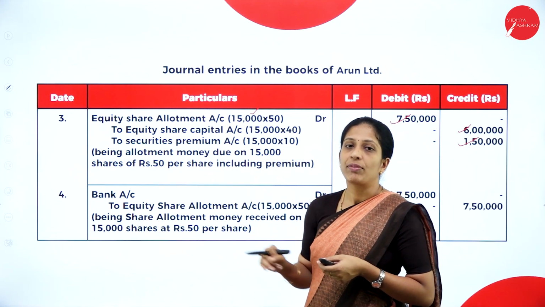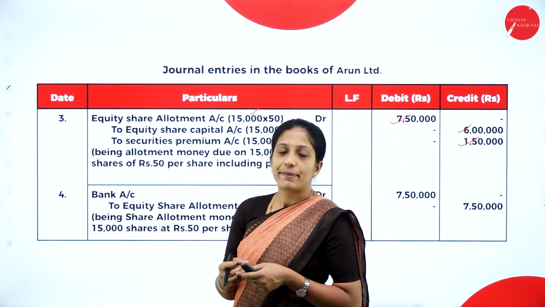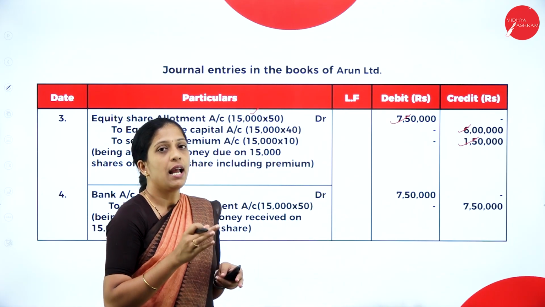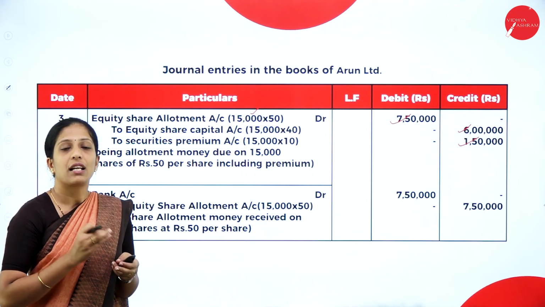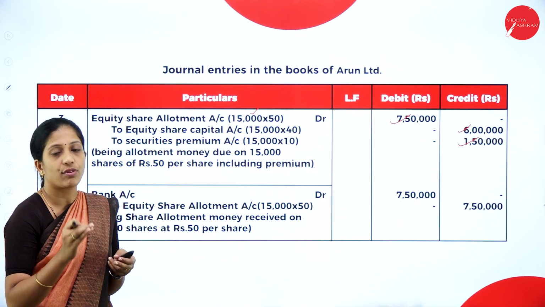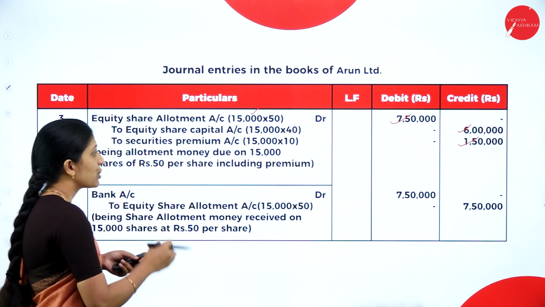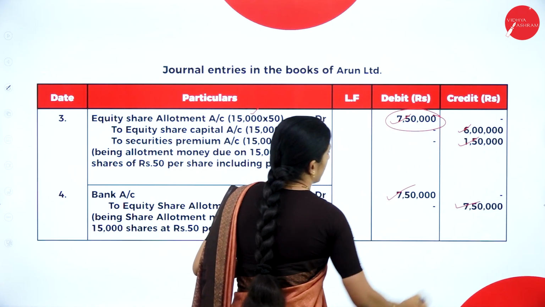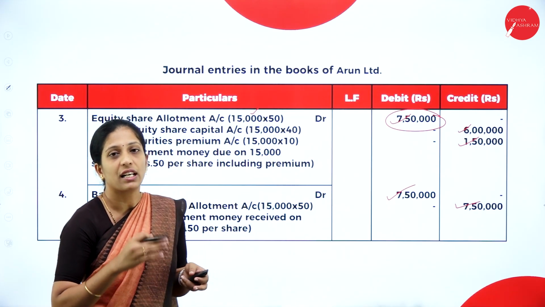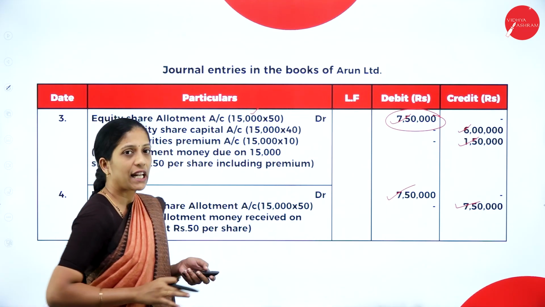Now come to the entry for allotment money received. So what is the entry? Bank account debit to equity share allotment account. Narration, being equity share allotment money received on 15,000 shares. So here the same amount what you have transferred here, we will take the amount here. We have received the amount including premium. So clear about allotment stage.